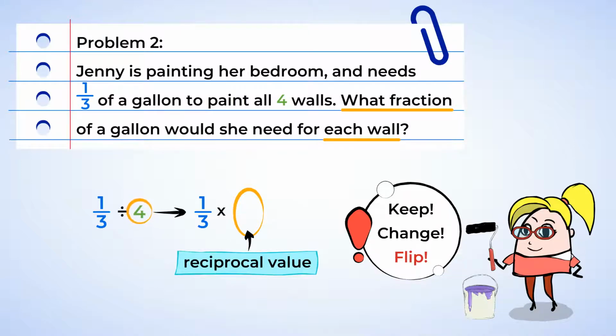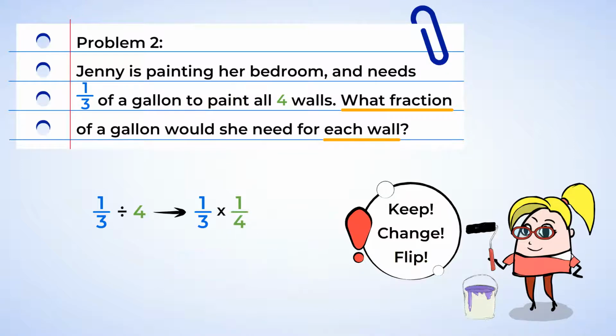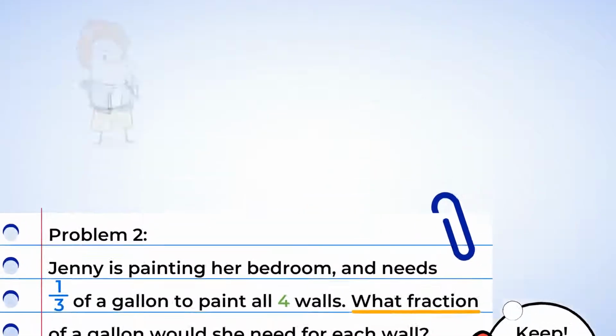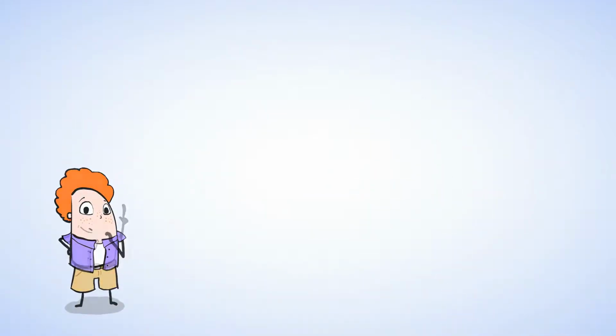Here we have 4, which is equal to 4 over 1. And we flip that to find its reciprocal value, 1/4. So now we need to multiply 1/3 by 1/4. And okay, here we go. Multiplying the numerator times the numerator and the denominator times the denominator, we get 1/12. It's almost like magic, but when you think about it, you see the connection.